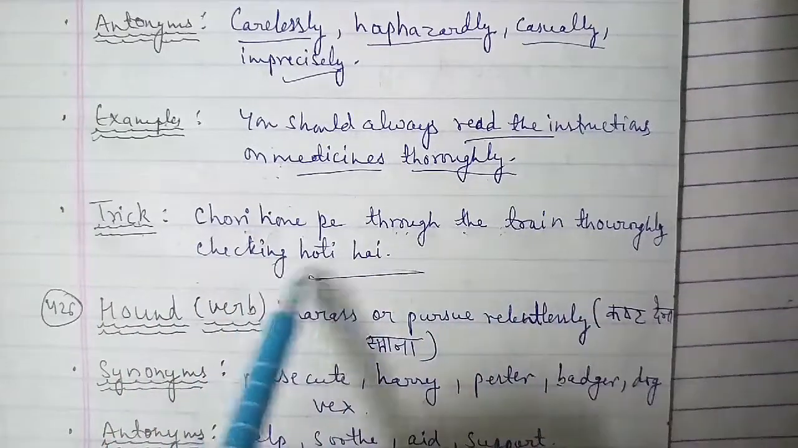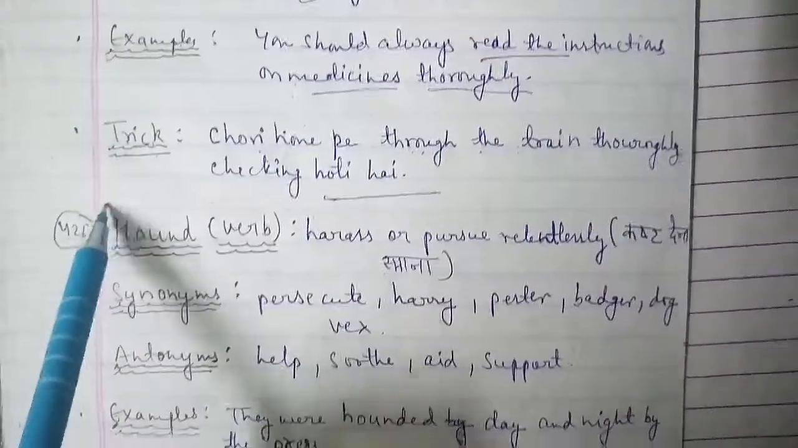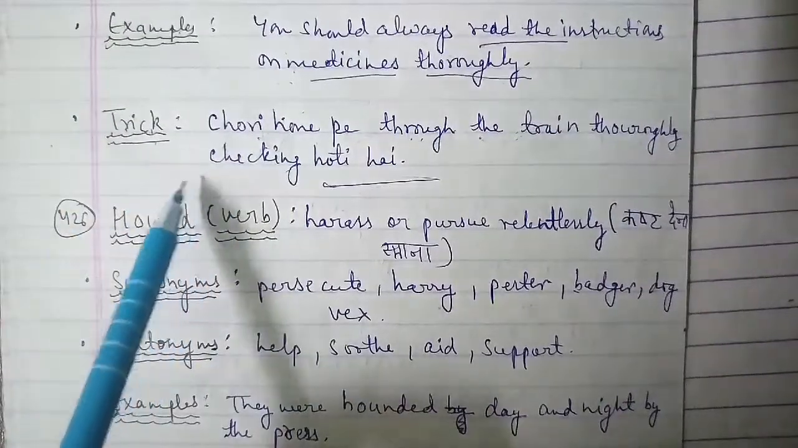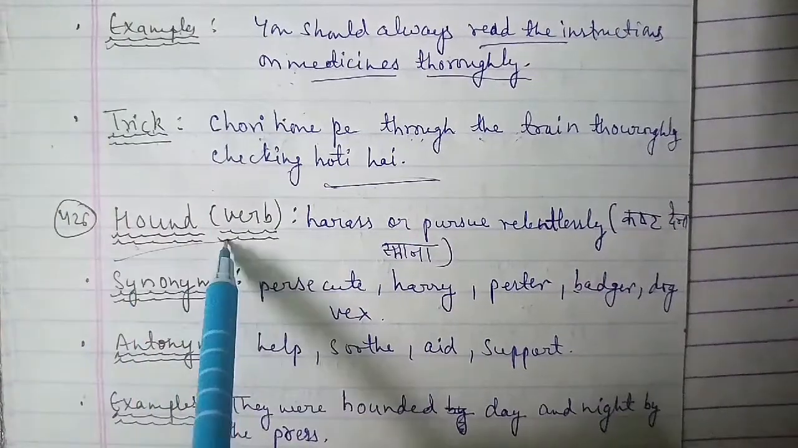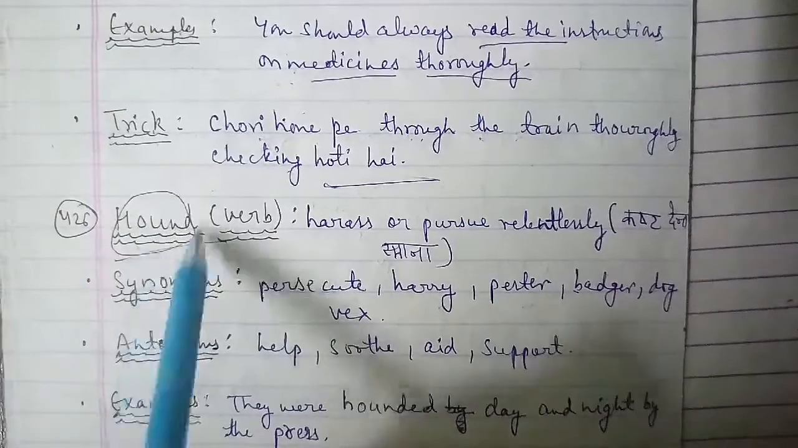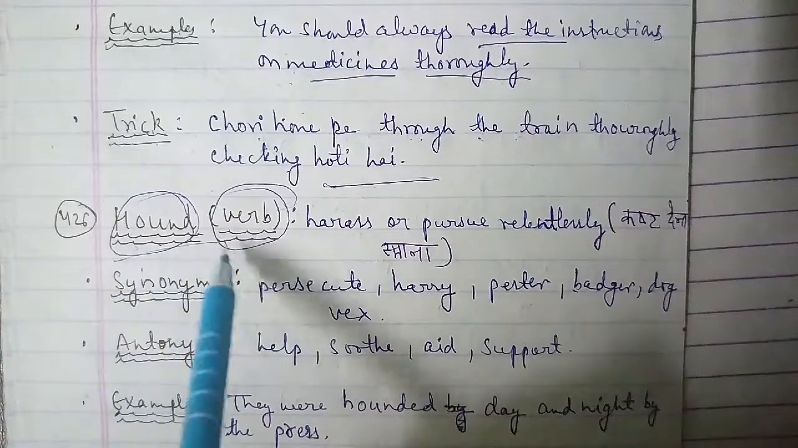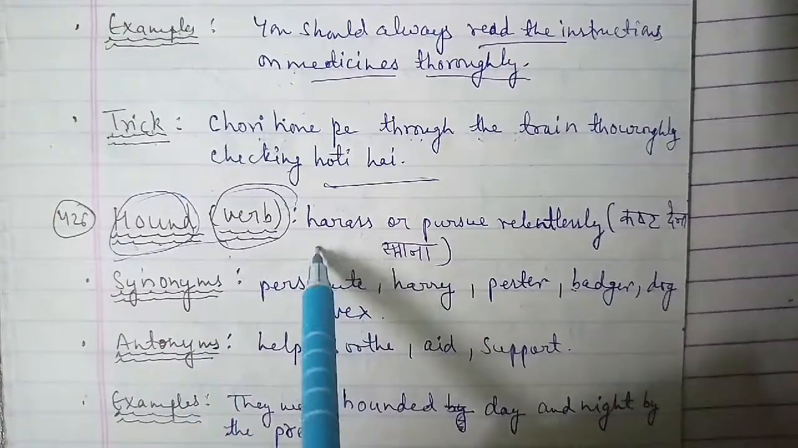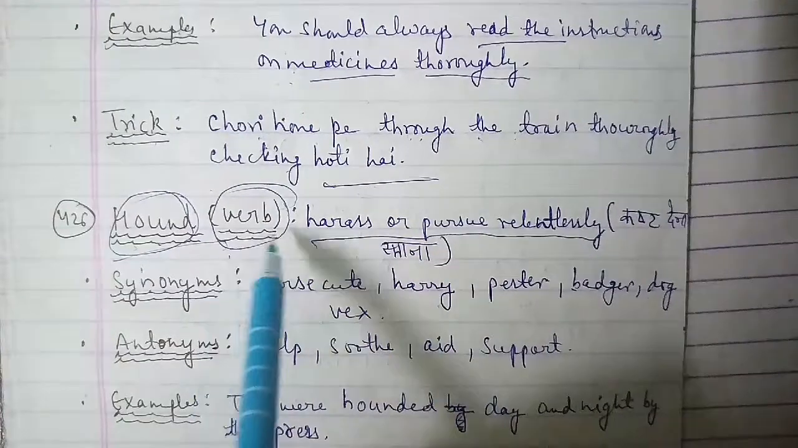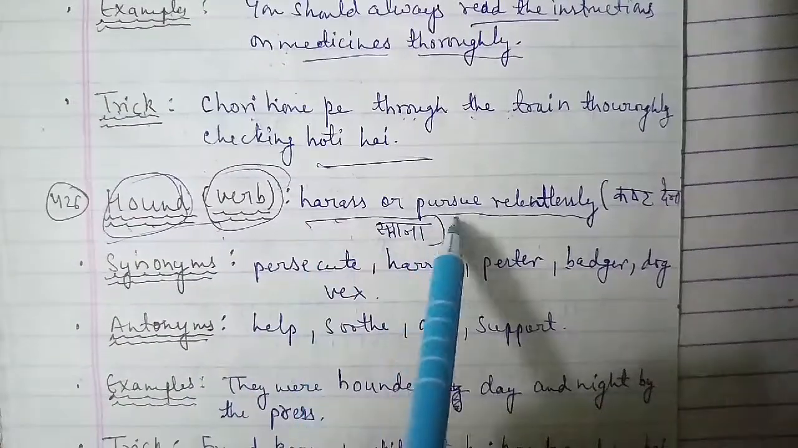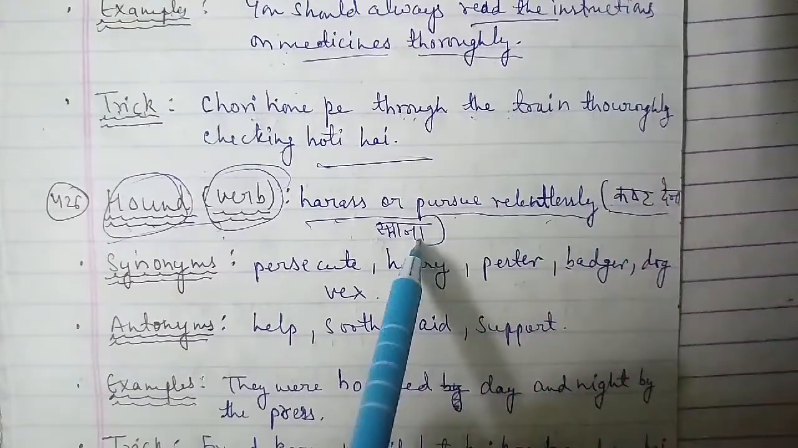Now moving on with the next word, your 426th word, and the word here is hound. Hound is used as a verb here, and the meaning of hound is harass and pursue relentlessly. hound का मतलब होता है harass करना या pursue relentlessly, जिसे हम हिंदी में कहते हैं कष्ट देना या सताना. कष्ट देना, परेशान करना, okay, harass करना या सताना, that is the meaning of hound. We can use the word in place of harass or pursue relentlessly, कष्ट देना and सताना.